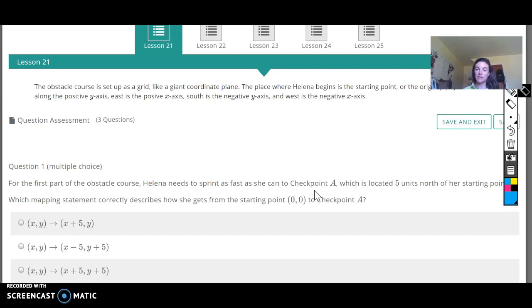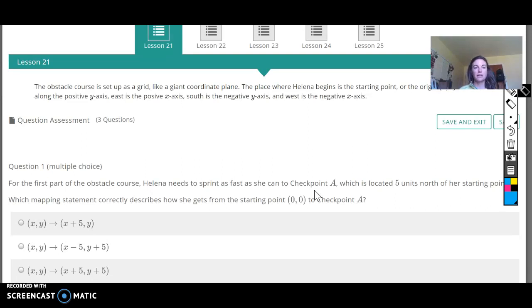So we're going to start off today with the questions from lesson 21. We've only got 3 questions to answer, and they're pretty easy, so bear with me. We are dealing with the Cartesian coordinate system here, and it's actually pretty fun. Hopefully it's something that you've seen before.